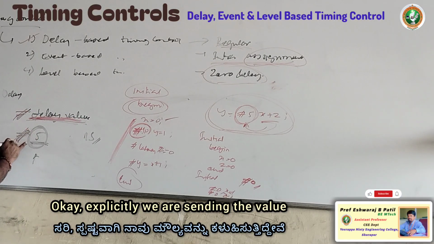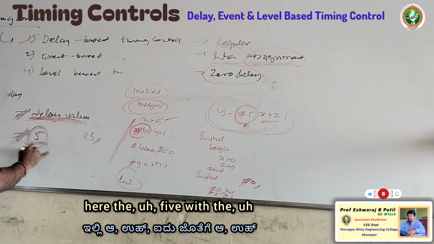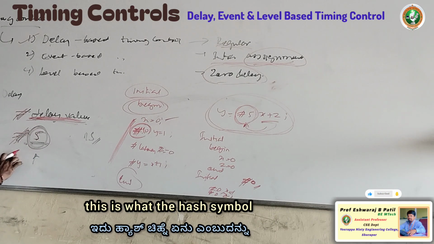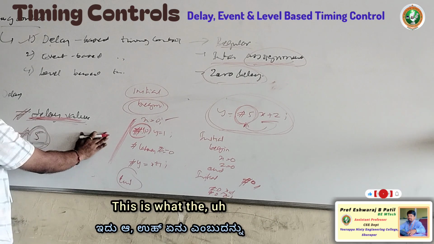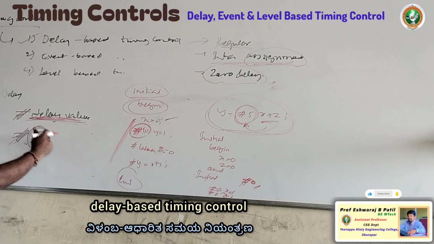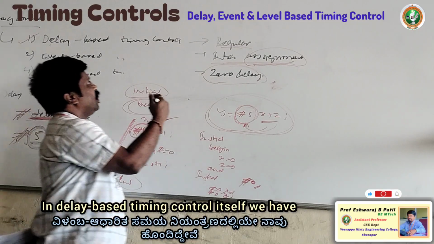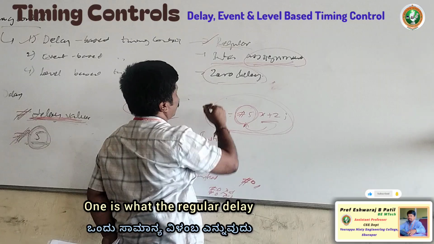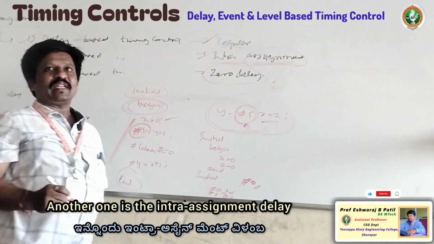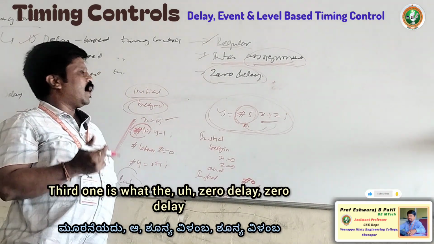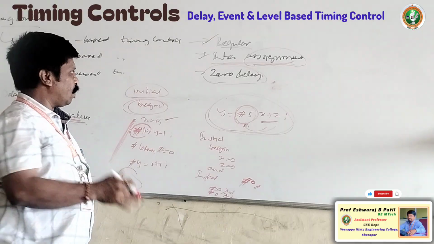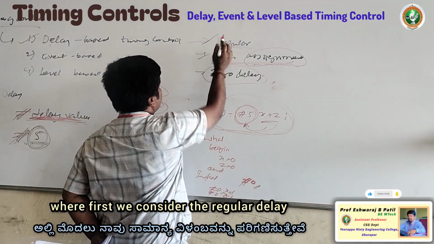Explicitly, we are sending the value 5 with the hash symbol. This is the delay based timing control. In delay based timing control itself, we have three types: one is the regular delay, another is the intra assignment delay, and the third is the zero delay. First, let's consider the regular delay.